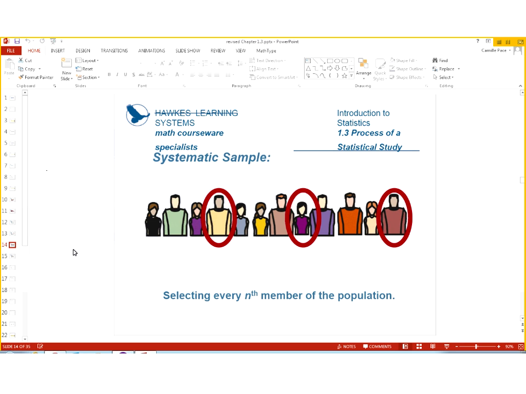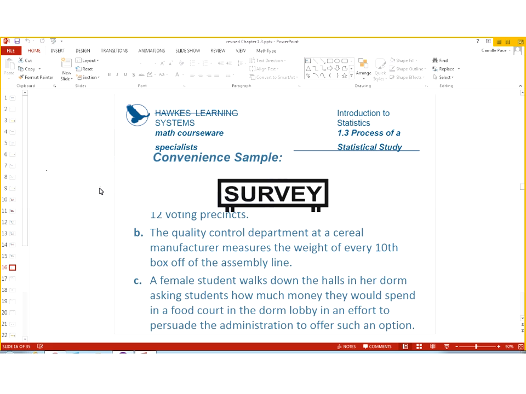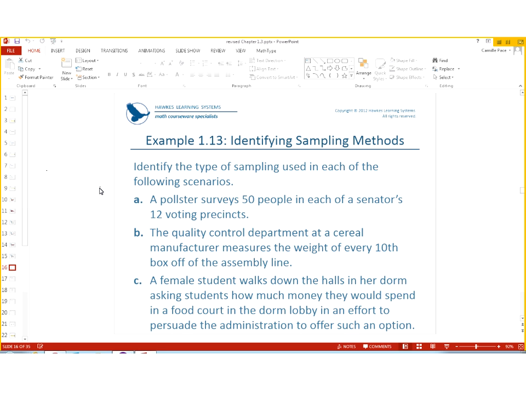Systematic means you take every nth member of the population. Here they're taking every 4th member. Convenience. It's a sample that's convenient for the researcher to select. So you can go, all right, I'm going to go stand outside the Student Center and ask everybody who comes up who they voted for in the last election. That's a convenient sample.